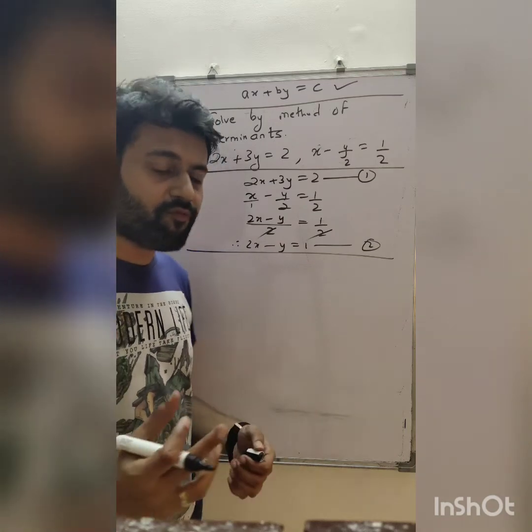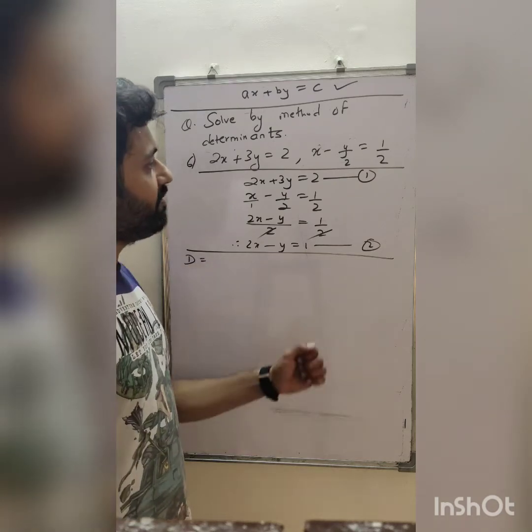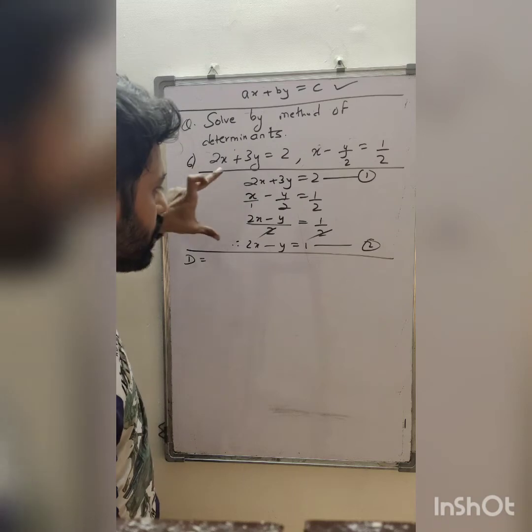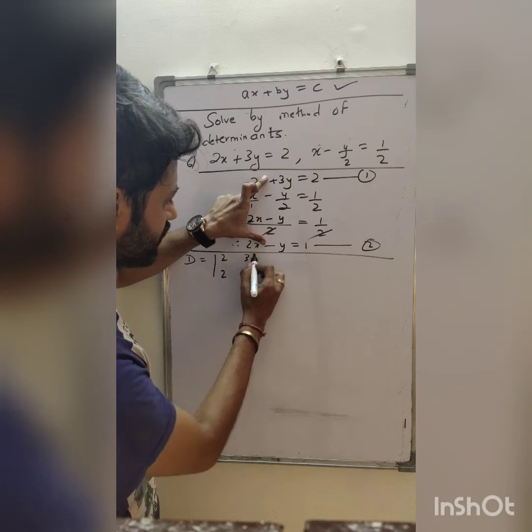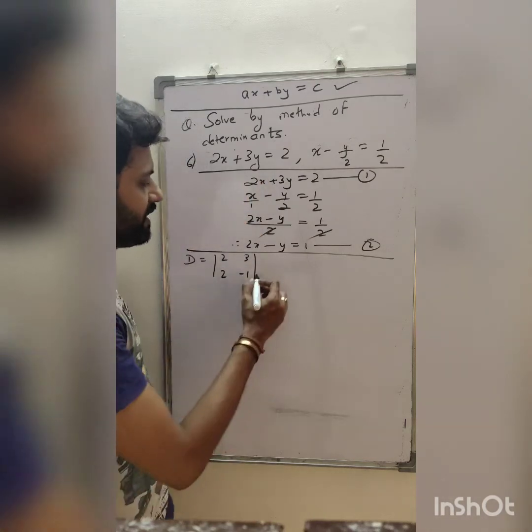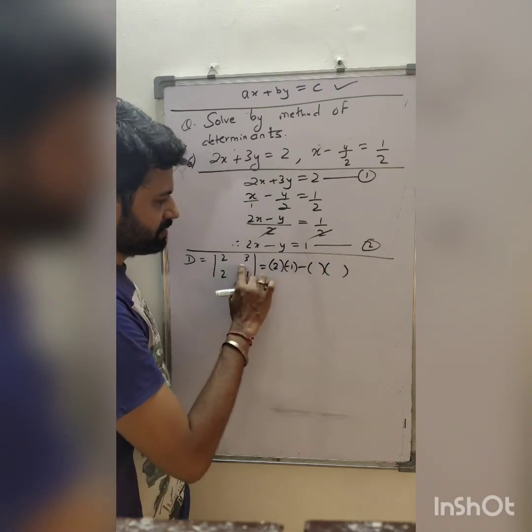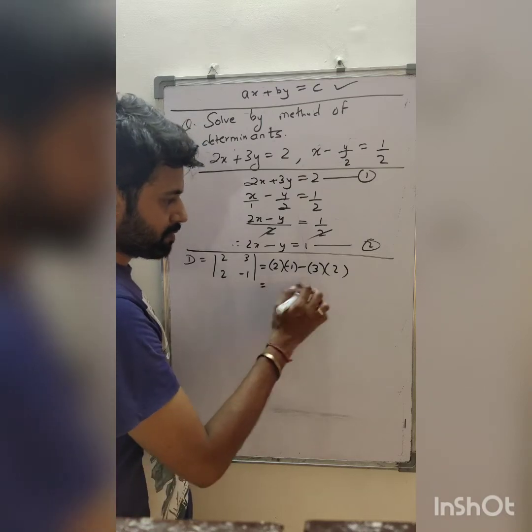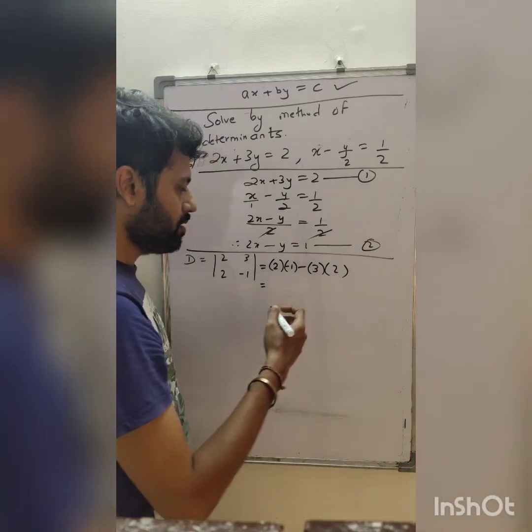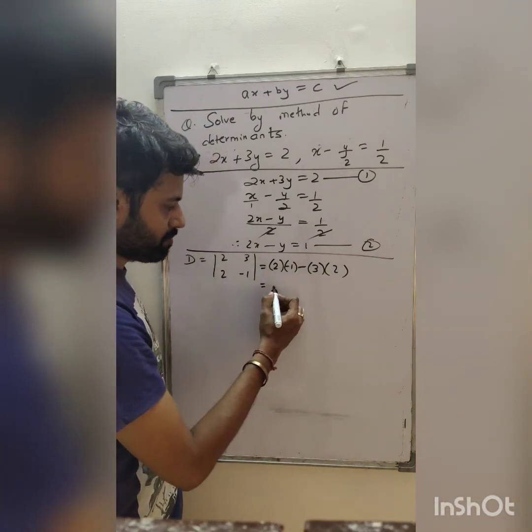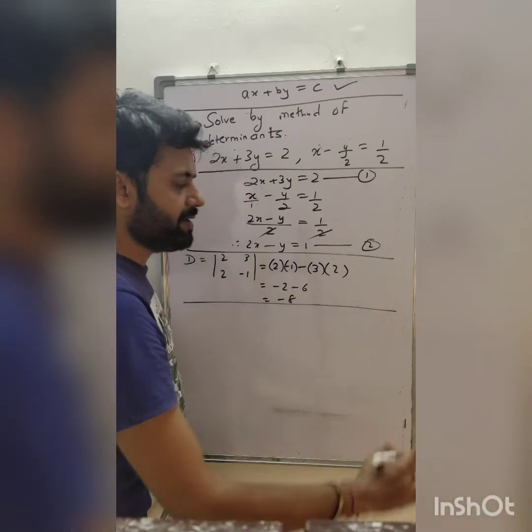We should form determinants. The first determinant is D, where we hide the constants and we see the coefficients of x and y: 2, 2, 3, minus 1. The value of this determinant will be found this way. 2 will be multiplied by minus 1. 3 will be multiplied by 2. You can continue the solution in the same line further, or you can write it down also. Minus 2, minus 6. Answer is minus 8.